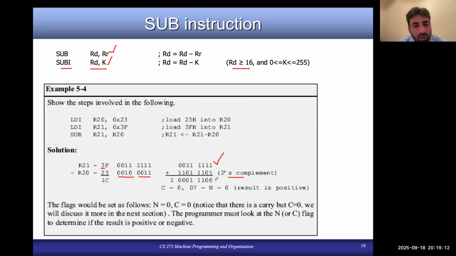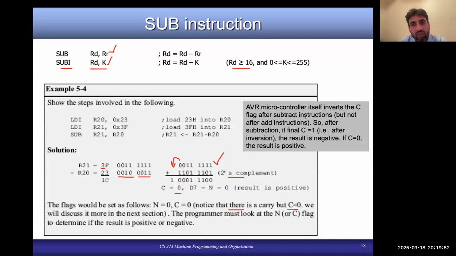So remember how we do the subtraction of numbers. We find the 2's complement of the negative number and then we add it to the other one, right? So when you do the addition, you will get this result and there will be a carry out, right? However, here they are saying that carry is equal to 0, right? And even here they have written in the statement, notice that there is a carry but C is equal to 0, right? Why is C equal to 0? Although when we do the calculation, we see that there is a carry out from the most significant bit, but then why is the carry flag equal to 0?